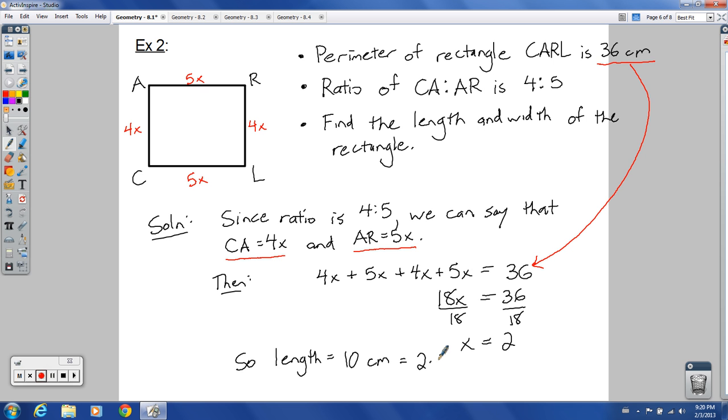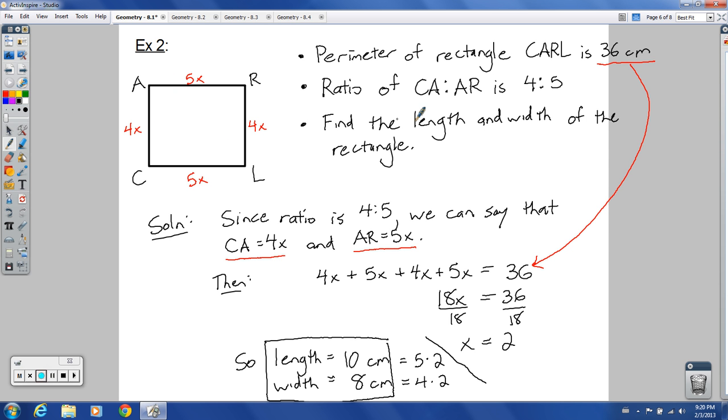That came from 2 times 5, and the width is going to be 8 centimeters, which came from 2 times 4, 4x and 5x. So maybe the better way to write that is as 5 times 2 and 4 times 2, so that it makes more sense later when we look at it. So 5 times 2, that's 5 times x, and this was 4 times 2, 4 times x. That's our final answer. Let's box that in. Alright, so that's how we're going to do a problem like this. Think it through rationally, logically, and that should make sense from there.